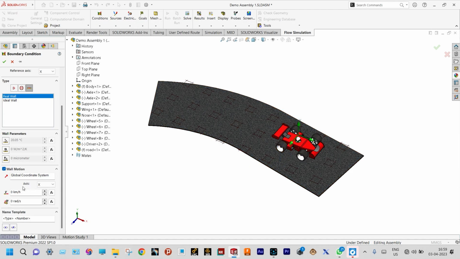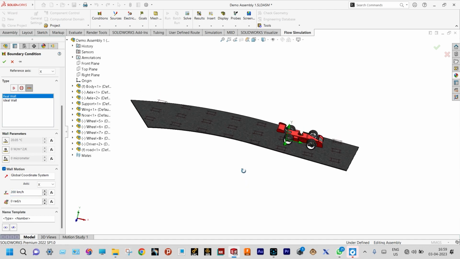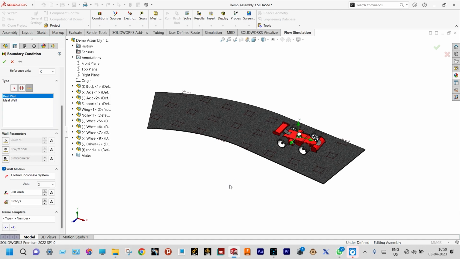So we can select, it will be having the same velocity of 200 kilometers per hour, and as the car will be moving in the x direction, the velocity of the wheel will be positive. If you like, you can convert this linear velocity into angular velocity.